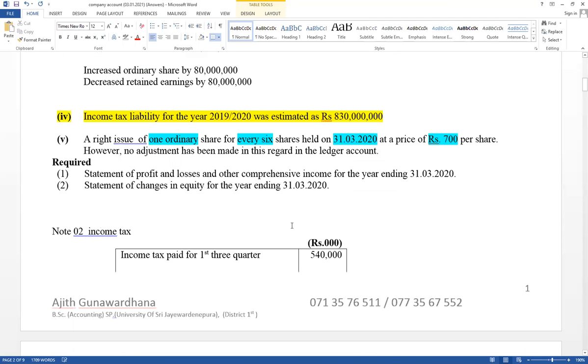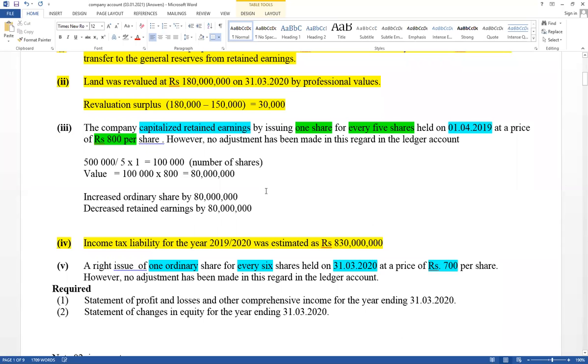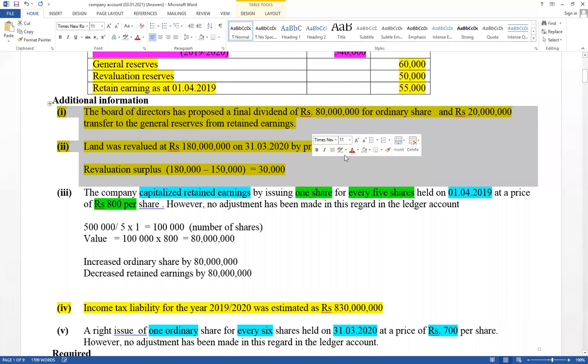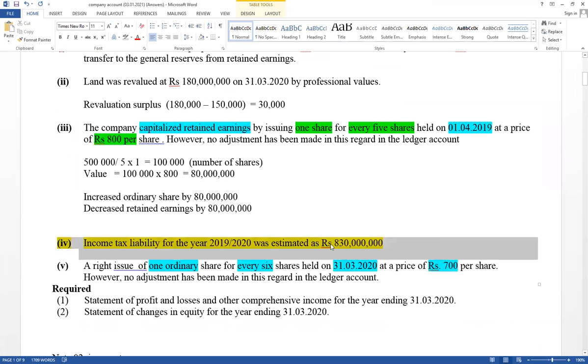Therefore, additional third one also okay. Reserves capitalization given beginning of the year. Now think about additional 5. Additional 5th one, think about. Additional 5th one, relevant for right issue. Think about date, very important.